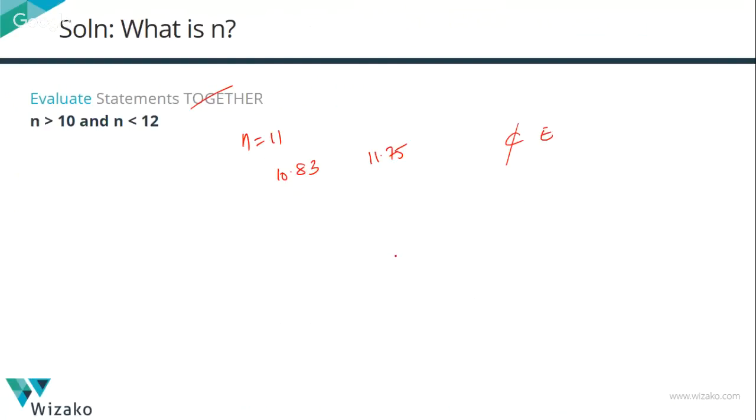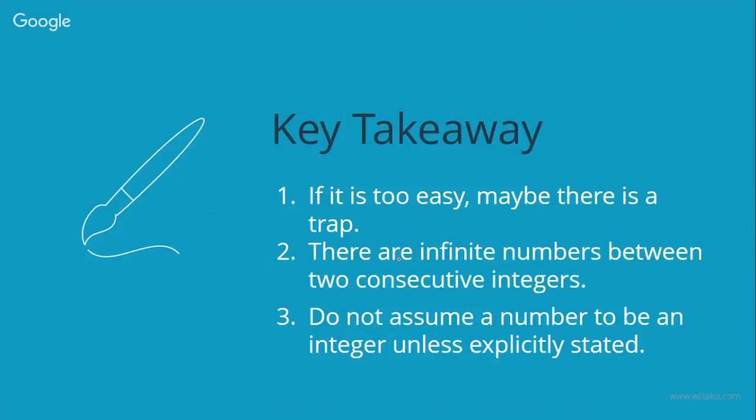Data is insufficient. If you've got a C, just keep this in mind. The takeaway from this question is if it is too easy, then ponder for a minute. There could be a trap there. The more important thing that I want you to take home is there are infinite numbers in between two consecutive integers. Do not assume a number to be an integer unless either the question stem or the statements explicitly give you that indication that it is an integer. Right? Let's quickly move on to question 2.